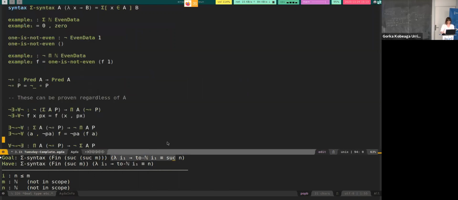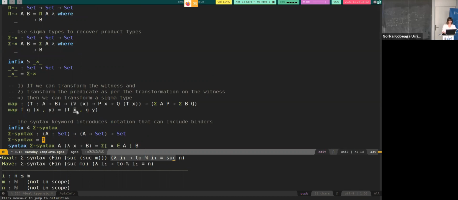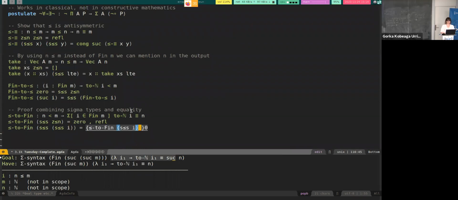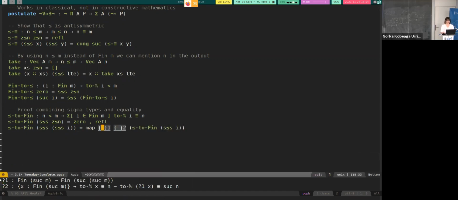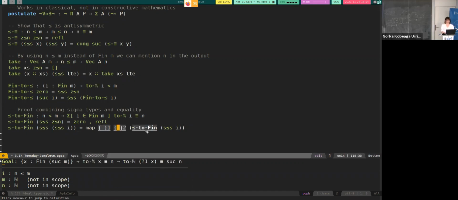And we created this thing here, a map on sigma types, which lets us do exactly that. So here we say you can transform a sigma A P into a sigma B Q as long as you give me a way of transforming the witness, and you give me a way of transforming the proof about that witness. And so we are going to make use of that. So we start by using map, and we need to give it three things. One is going to be the inductive call. And then here are the two transformations of both the witness and the proof about the witness.